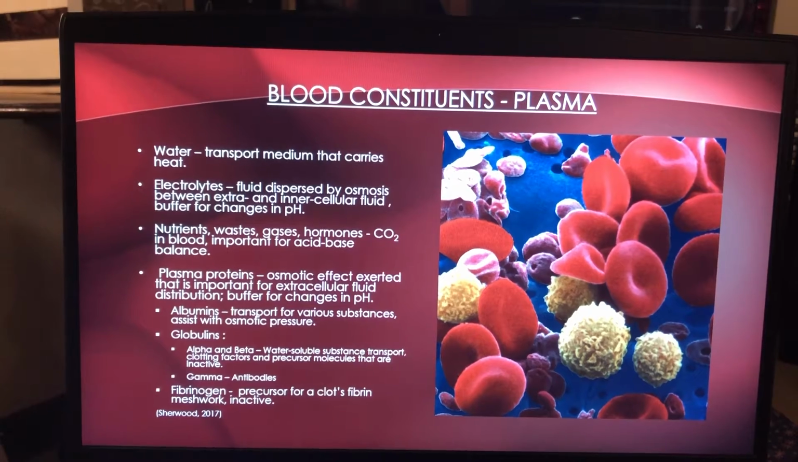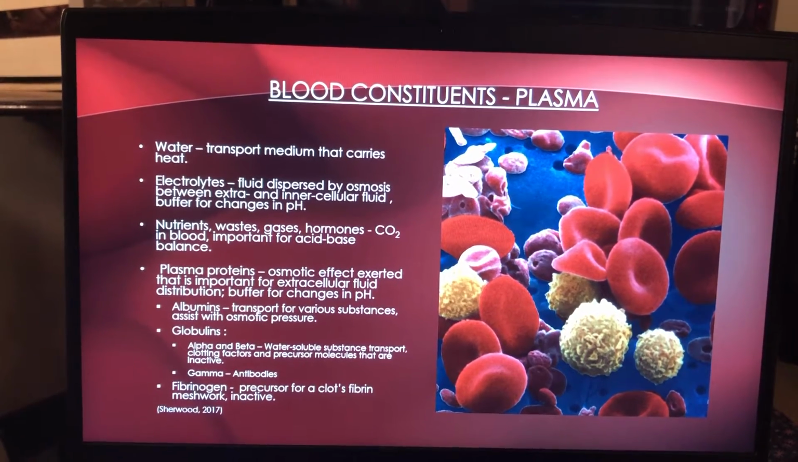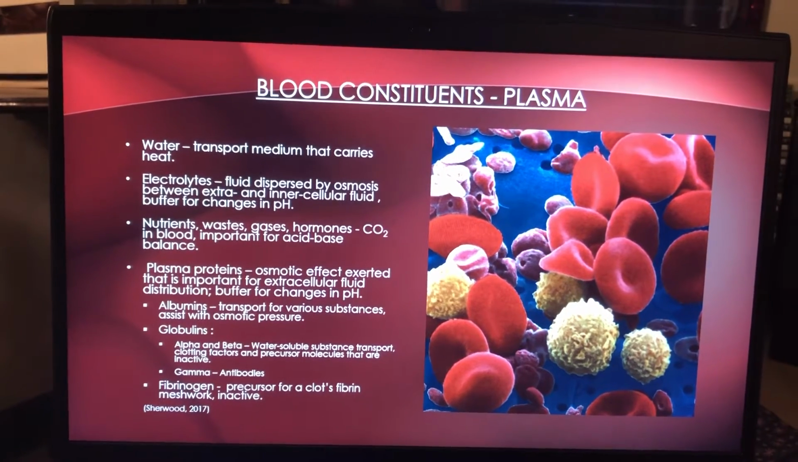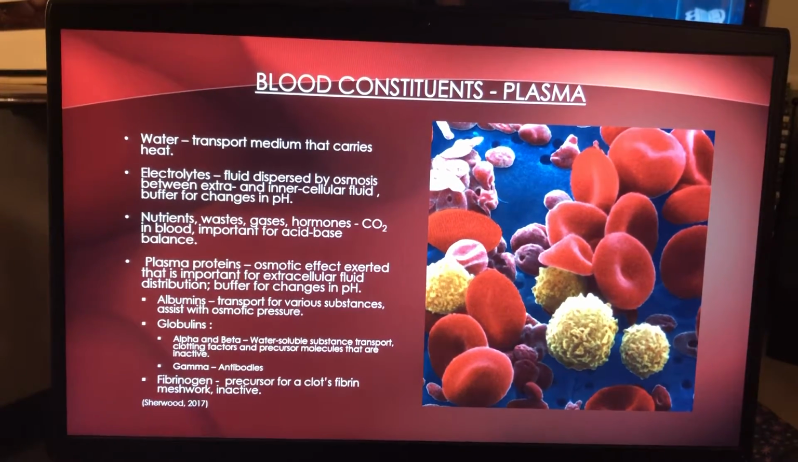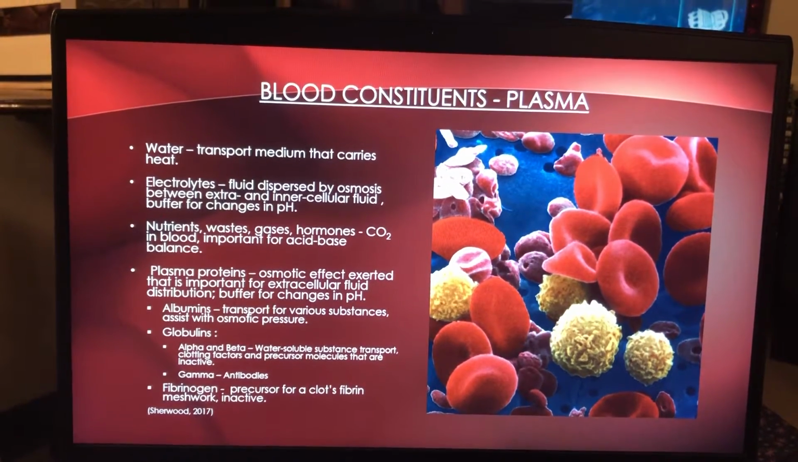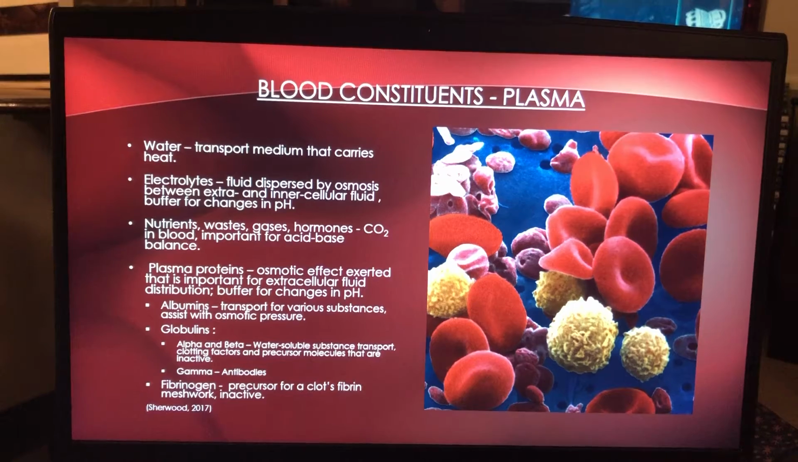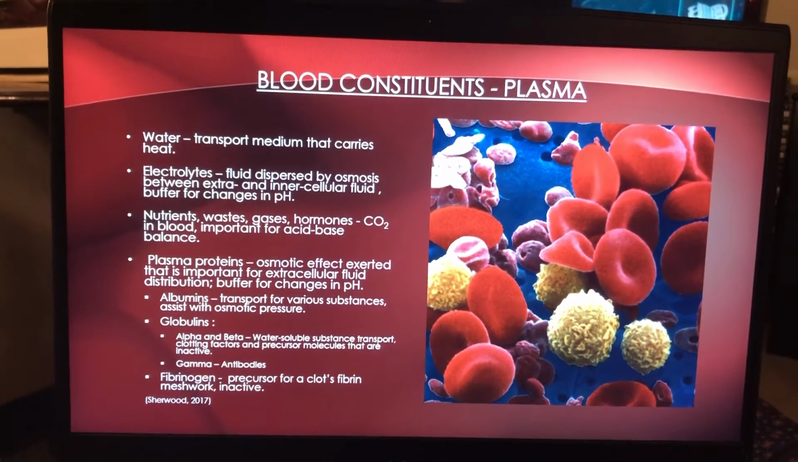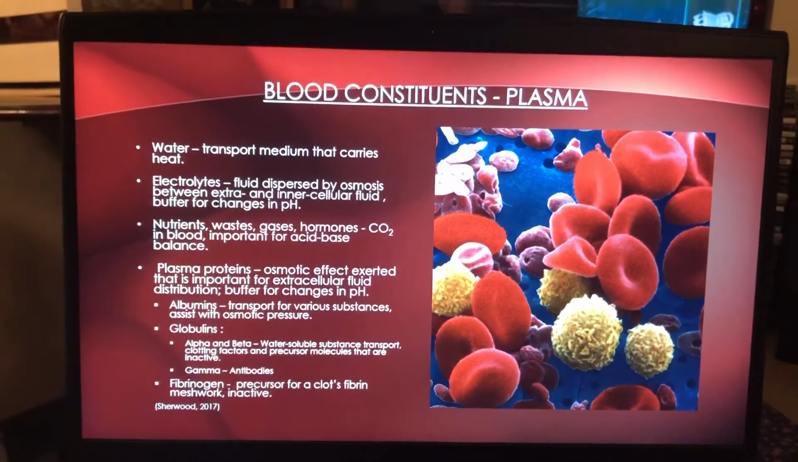Then we have our gamma globulins. This is where our antibodies are stored. Very, very important, these gamma globulins. Finally, we have fibrinogen, which is a precursor for a clot's fibrin meshwork, and it is inactive.